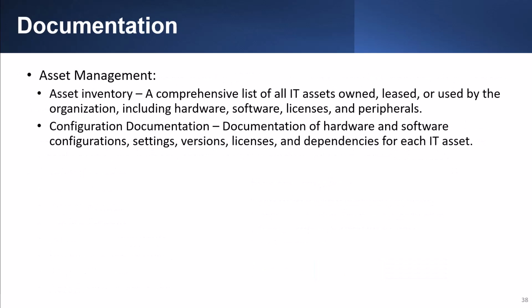Asset inventory is a comprehensive list of all IT assets owned, leased, or used by an organization, including hardware, software, licenses, and peripherals. Configuration documentation is documentation of hardware and software configurations, settings, versions, licenses, and dependencies for each IT asset.